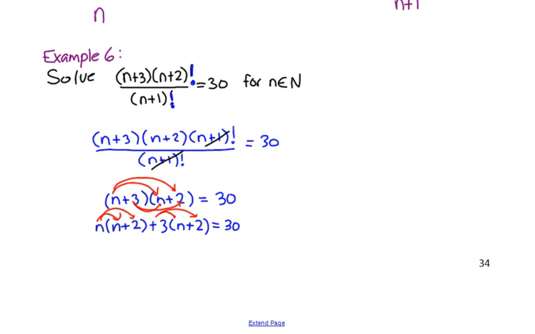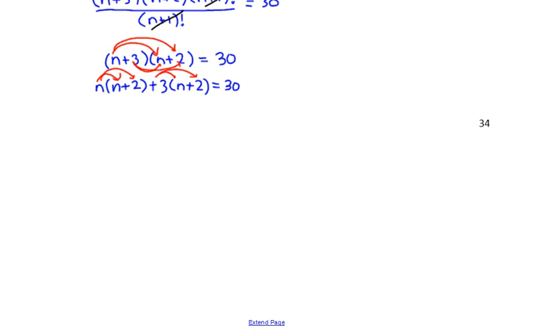N times n is n squared plus n times 2. And you can do it this way as well, 2n plus 3 times n is 3n plus 3 times 2 is 6 equals 30. What can we do now? Collect like terms, the middles, n squared plus 5n plus 6 equals 30.